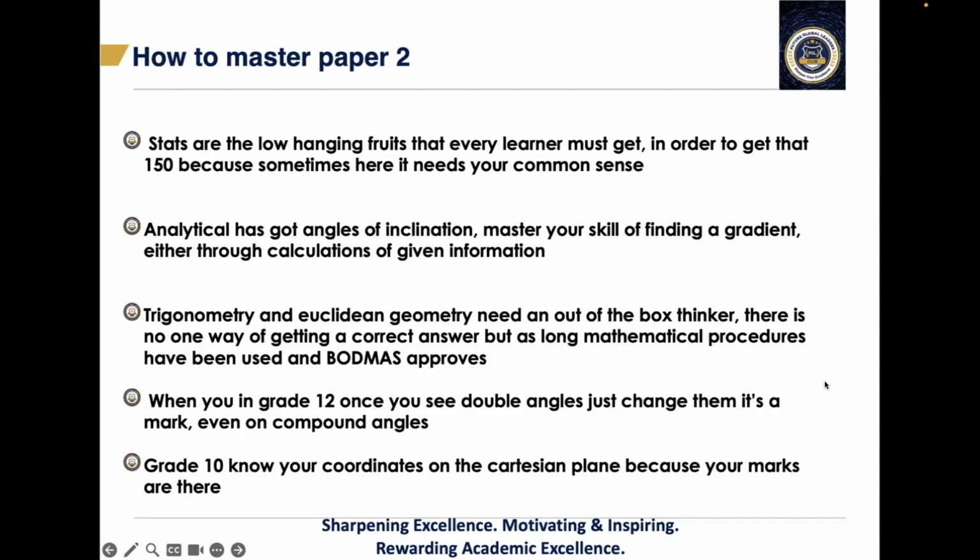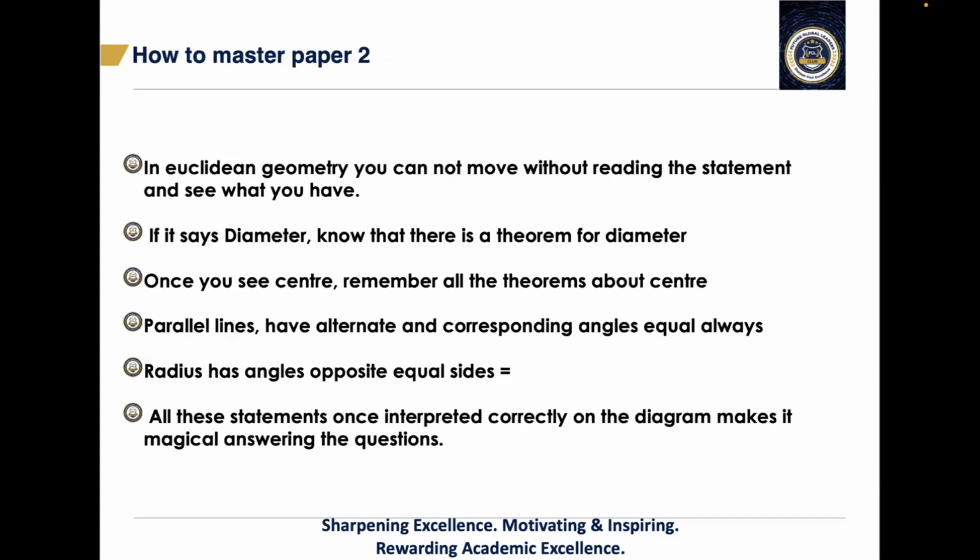Let's do trigonometry. They say that trigonometry and Euclidean geometry need an out-of-the-box thinker. Hence, I said at first, there is no one way of getting to the answer when it comes to trigonometry and Euclidean geometry.